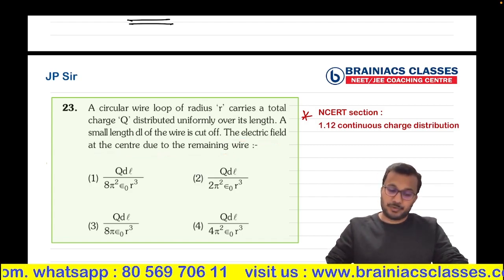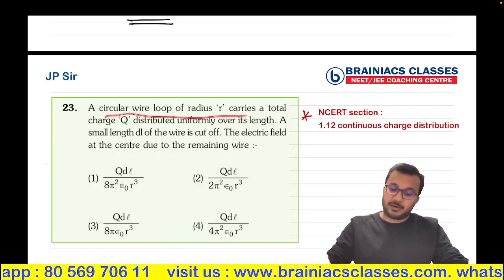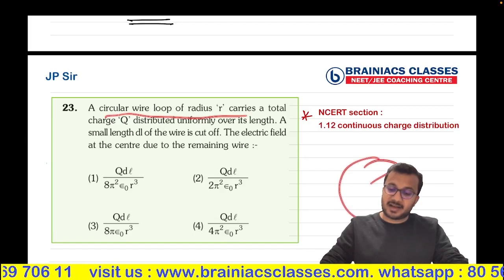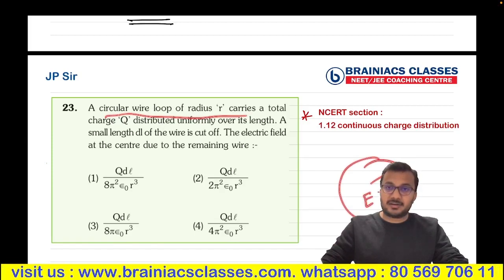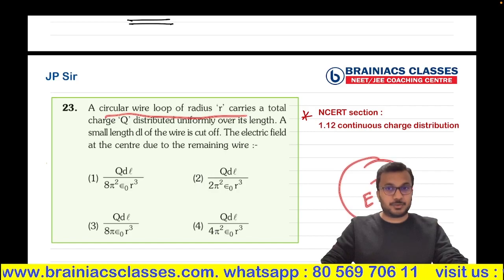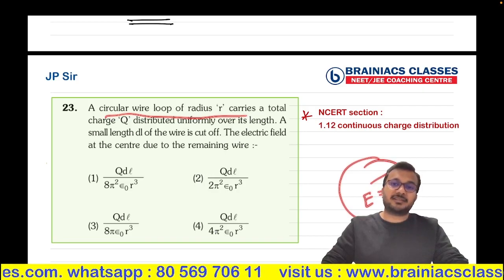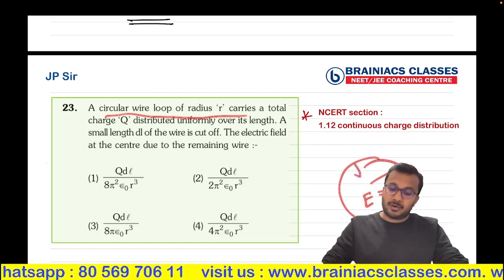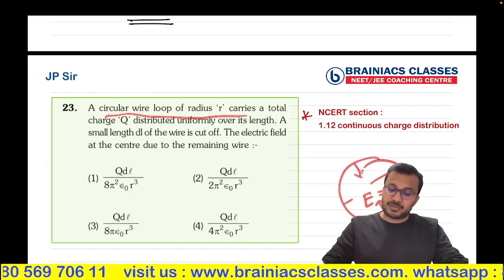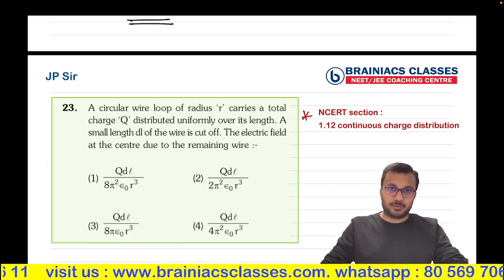I already told you, for a circular wire loop of radius r, the total electric field at the center is 0. In question number 21 we were told it is 0. So the electric field at the center is equal to 0. All the electric field contributions are opposite to each other, but the total electric field will be equal to 0.